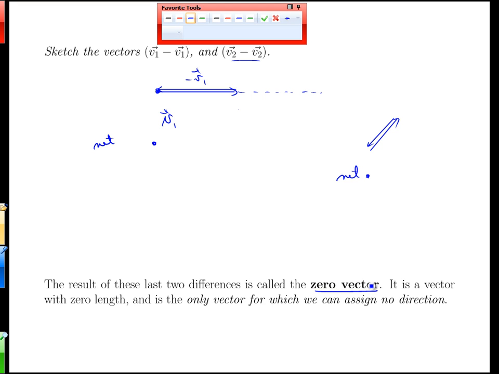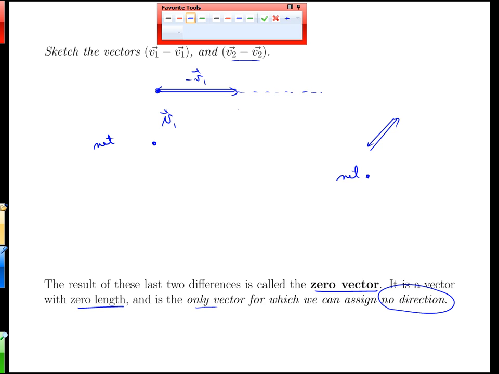This point has a special meaning, or special name. It's called the zero vector, and it has zero length. And it is the only vector which has no direction whatsoever. I can't talk about this point being in the northeast direction or anything else. This vector I can because it has a non-zero length. Once I have some length, then it has to go in a direction. But if it has no length, I can't define a direction.